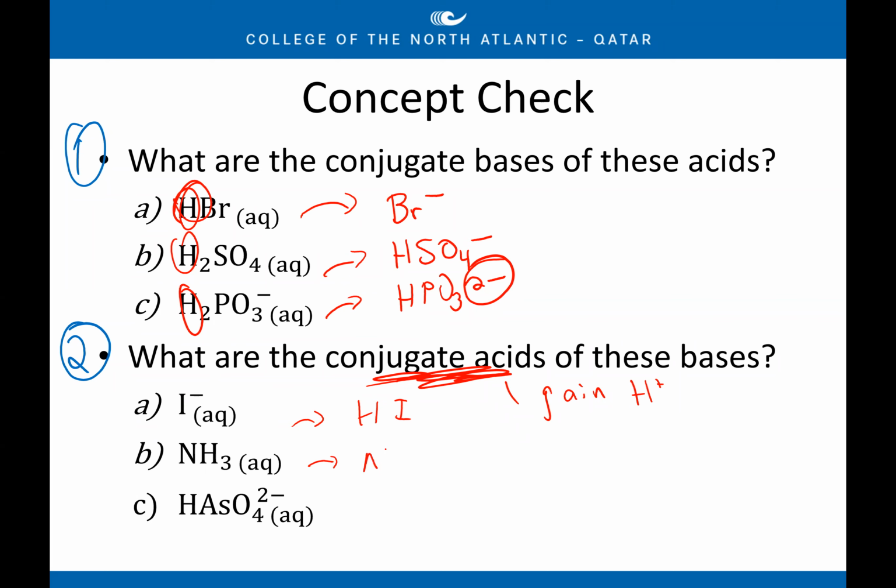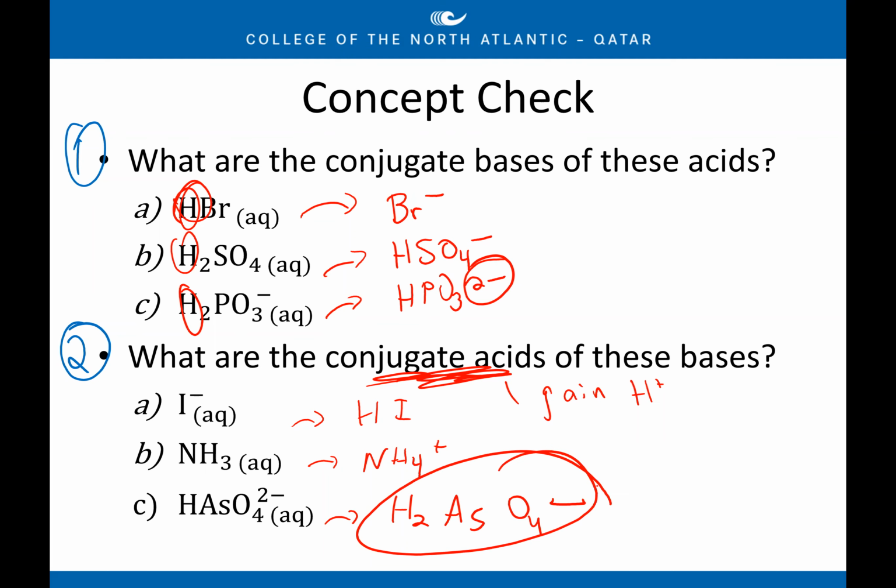NH3 becomes NH4. That makes sense, but it's NH4 positive. It's gaining a positive charge. It's gaining a proton. And then finally, I would get H2AsO4 minus, not 2 minus. Again, I'm looking after my charge.